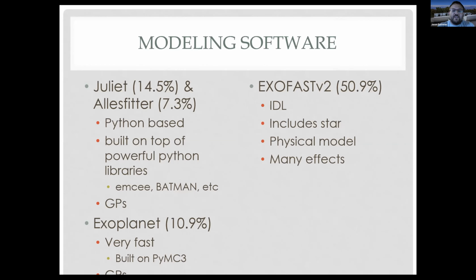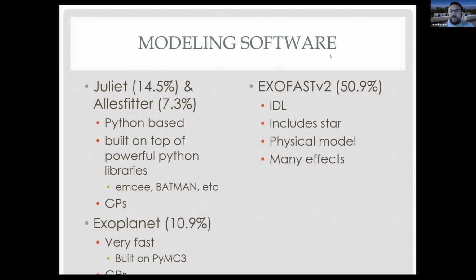But these are the rough values, and the ones on the left here are all Python based. They're very nice for people, especially when they're learning Python, and that's quite nice to build on. Exoplanet in particular is nice because it's built on PyMC3, which is very, very fast.